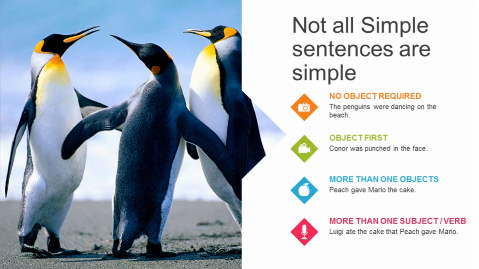And we can also have more than one subject or verb. Luigi ate the cake that Peach gave Mario. Now this is not a simple sentence. If you want to know more about this kind of sentences and the explanation for them, tune in to our next video, which will discuss this.